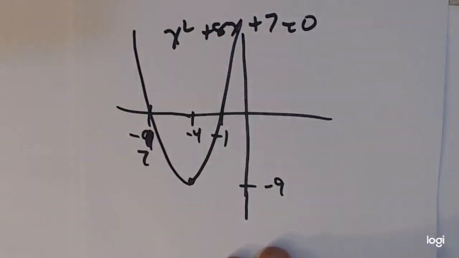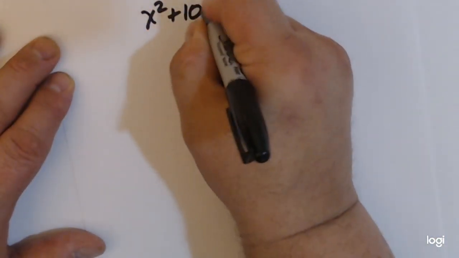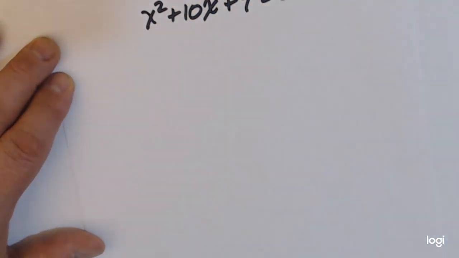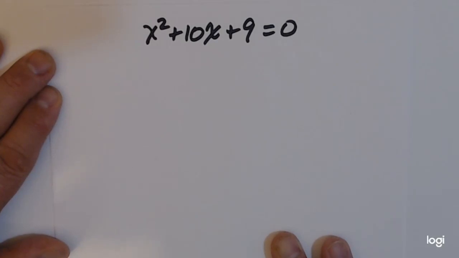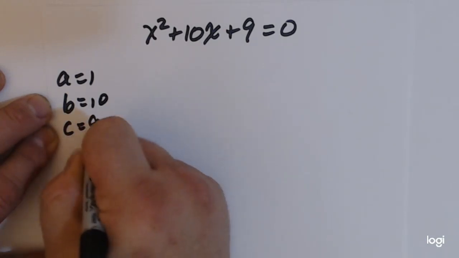All right, let's move on. Let's see what we have here. Okay, let's make this the last one. X squared plus 10x plus 9 equals 0. All right, so A equals 1, B equals 10, and C equals 9.